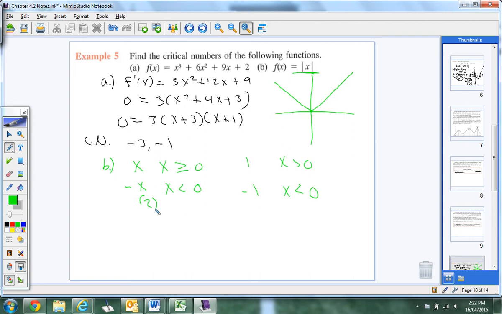So this is a definition of an absolute value. It's saying that if I put in a negative number, I get the opposite of that negative number. If I put in a positive number, I get that positive number. That's just your absolute value rule.